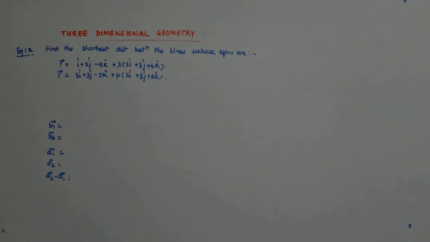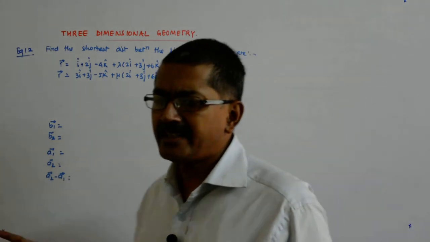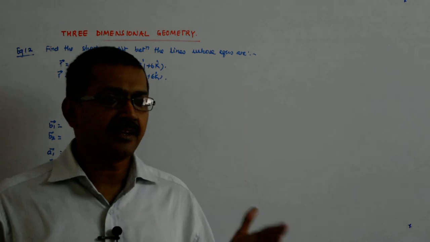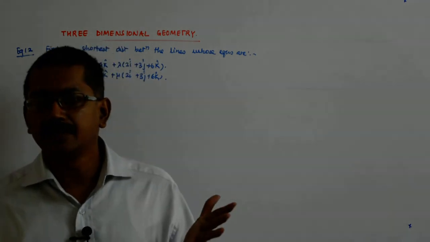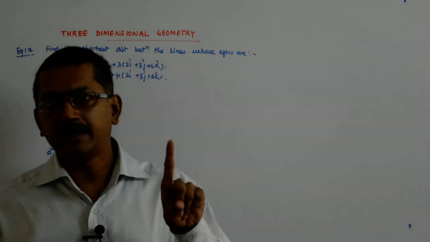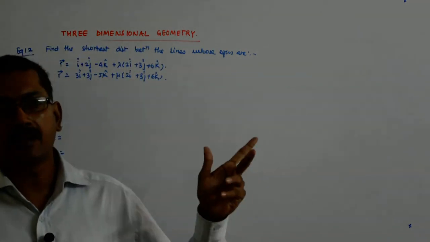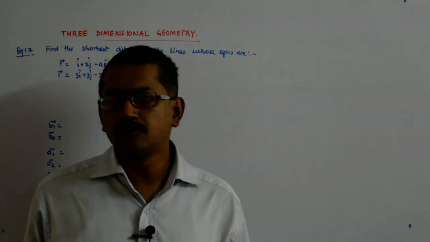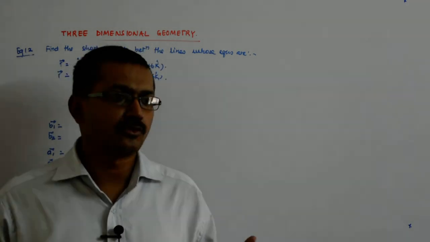Okay, so we need to find the shortest distance between these two lines, and see at the outset whether it is a skew line or a parallel line. If you are not able to understand that, you'll waste your time. Why? Because the moment you treat it as a skew line, B1 cross B2 will give you 0, and you'll be led to believe that the shortest distance is 0 while it's not.